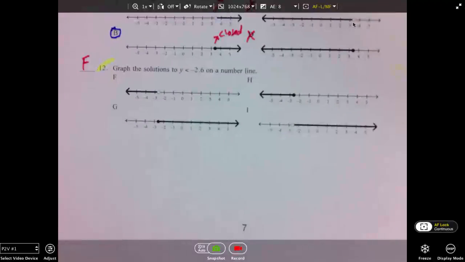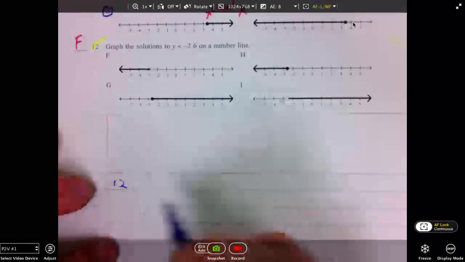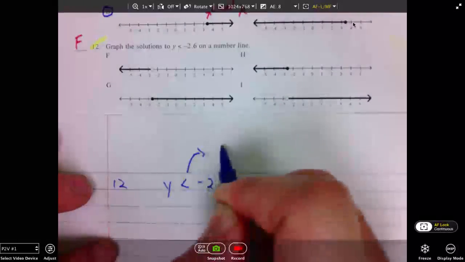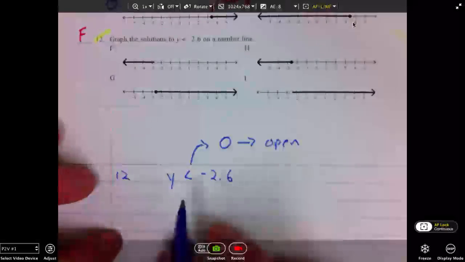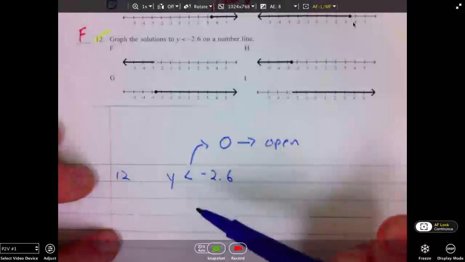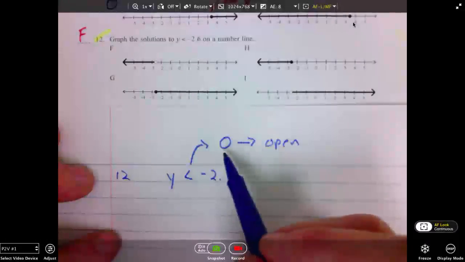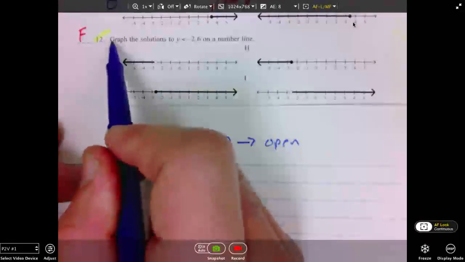Okay. Number 12. Very similar. Here it says y is less than negative 2.6. Since there's no equal to, we will get the empty circle, which we call open. In this case, we want values less than. Notice the direction the inequality is pointing to the left. So we want an open circle, and we want values less than. Here you see open circle, values less than. Number 12 is F.